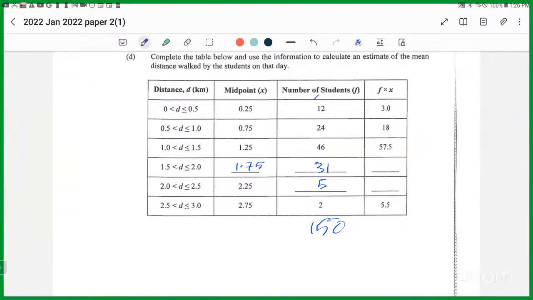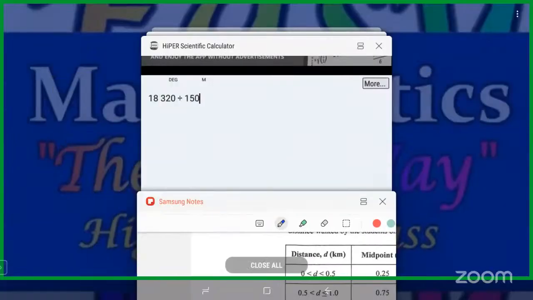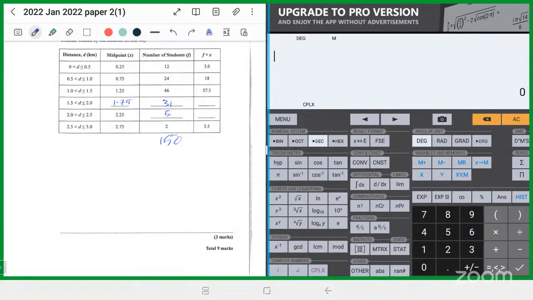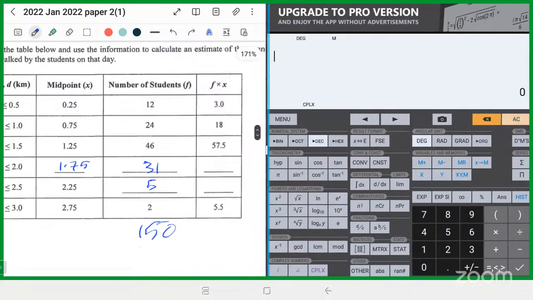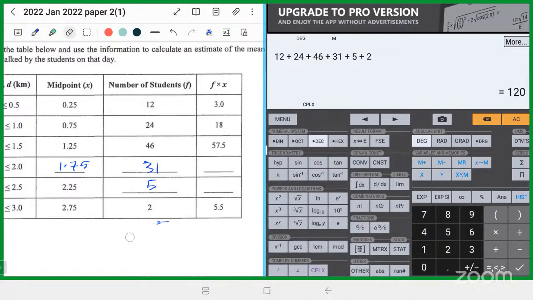And then to know if you're right, if you add up these, you must get that 150. Let's check it. You won't get the 150. Something is wrong. Let's check it. So it's 12 plus 24 plus 46 plus 31 plus 5 plus 2. Not 150. I said 150, I mean 120. My mistake. 120 I'm supposed to get.